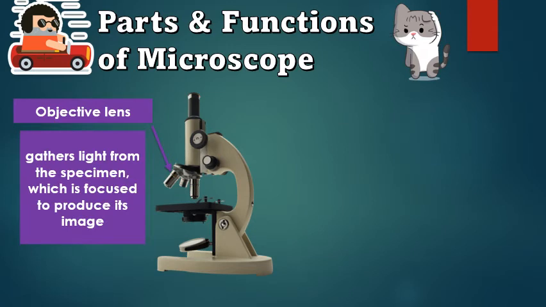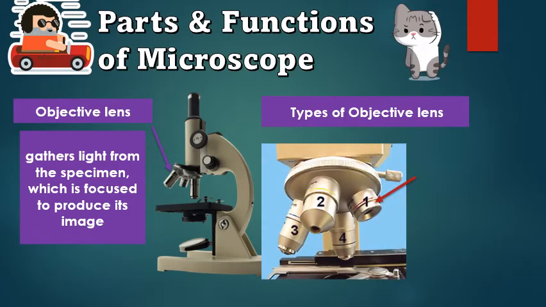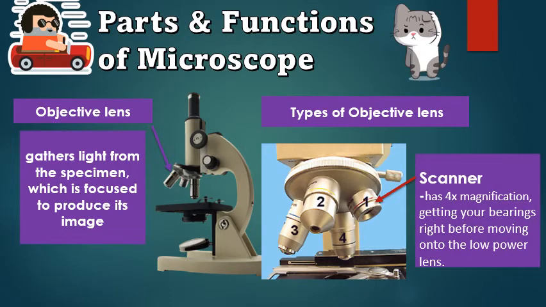The objective lens gathers light from the specimen, which is focused to produce its image. An objective lens has four types. The first one is the scanner. The scanner has 4 times magnification, getting your bearings right before moving on to the low power lenses.